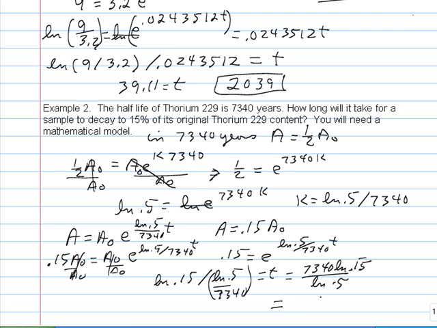And when you punch that into your calculator, and I have to do this fast because I'm running out of time, don't forget to bracket the top. There's no bar over the 15 there. When you punch that into your calculator, you come up with 20,089. So it's going to take a little over 20,000 years for the original amount of thorium that was there to decay to just 15% of the original amount.